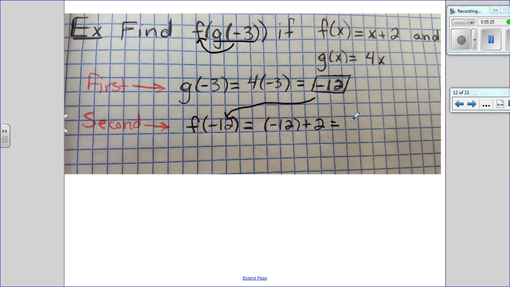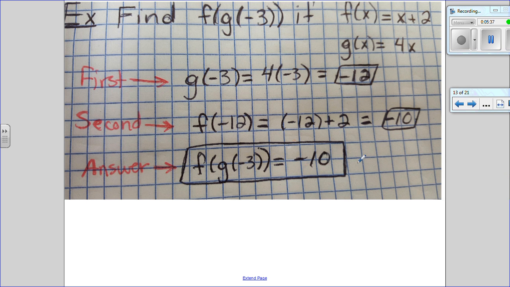They have different signs, so you subtract. 12 minus 2 is just 10. Since 12 is negative and it's bigger, this is also negative, so we have negative 10, and that is our answer because we only have two letters, so we should only have two steps. Okay, so the answer: f of g of negative 3 is equal to negative 10.